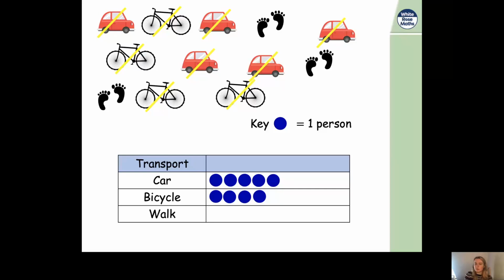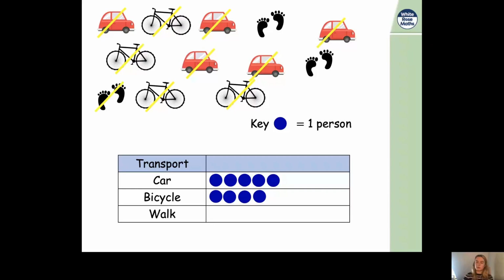So now I'd like you to have a go at pausing the video and drawing the different pictures in the pictogram to represent the number of people that walk to school. Okay, remember, 1 blue circle equals 1 person. Pause the video now and have a go. Okay, Year 2, so let's go through it together.